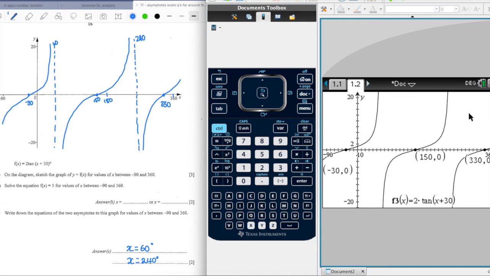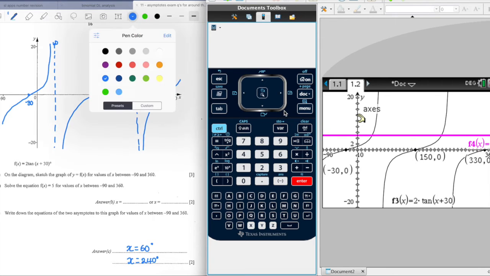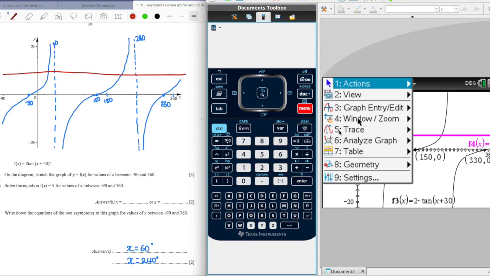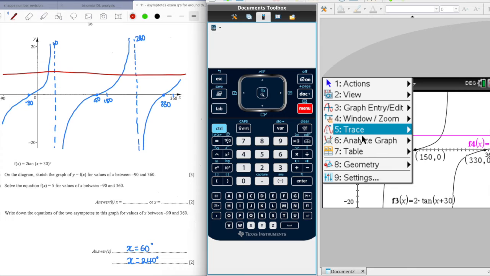Part B then asked me to solve the equation f of x equals 5. So what I need to do is draw the graph of y equals 5 onto my axis, and I can plot that onto my graph, which is roughly around there. It's not very straight. Yours will be better. And then we need to find where the intersections are. So the points of intersection, we have one there, and then we have a second one further down.